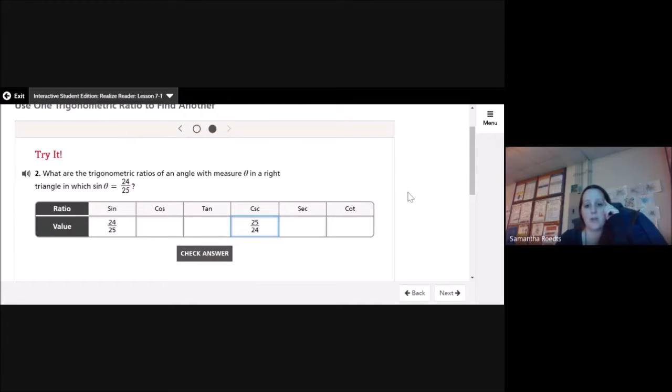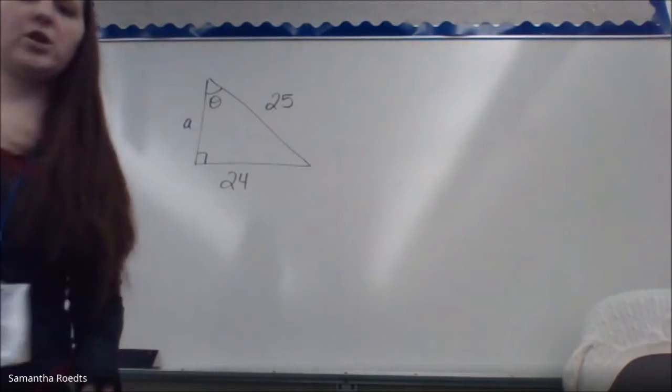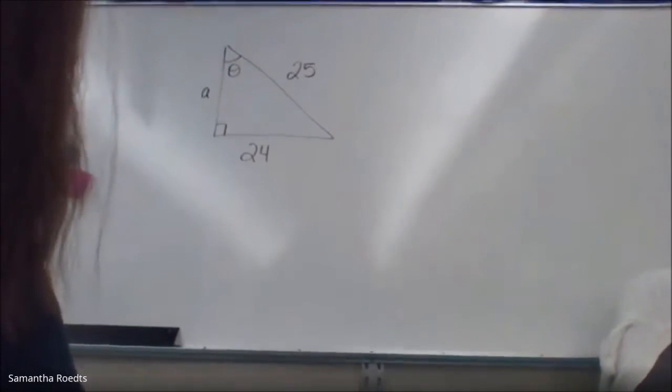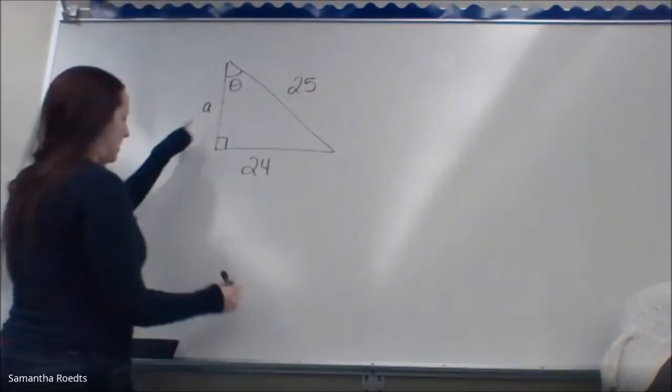So when we have a triangle, I'm going to draw my triangle. My hypotenuse is 25. My opposite side is 24. So I need to find my other side. So here's my triangle. We know that we need to find the missing side, which is a.